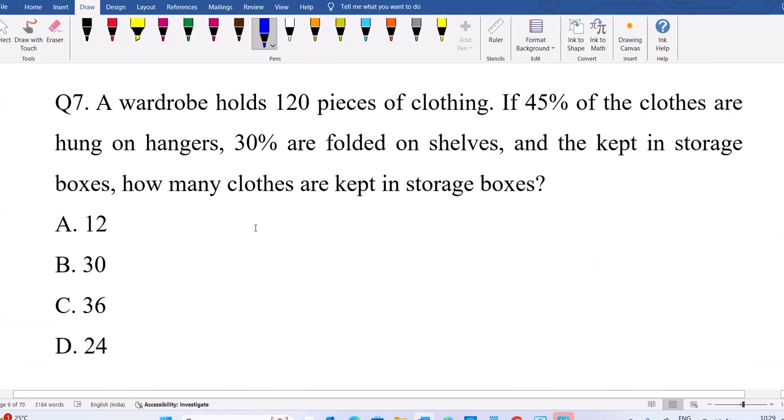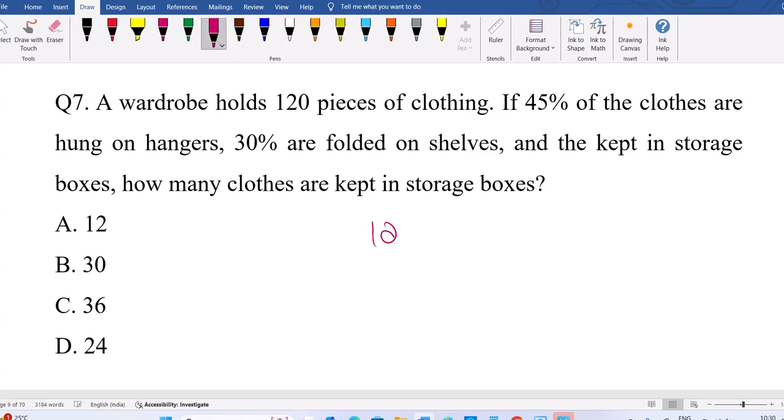Now see the seventh question. It is percentage related. They hold 120 pieces of clothing, 45% of clothes on hangers, 30% on shelves, and the remaining kept in storage boxes. How many pieces of clothes are kept in storage boxes is the question. Out of 120 pieces, 45% is put on hangers, 30% in shelves, and the remaining in storage boxes.